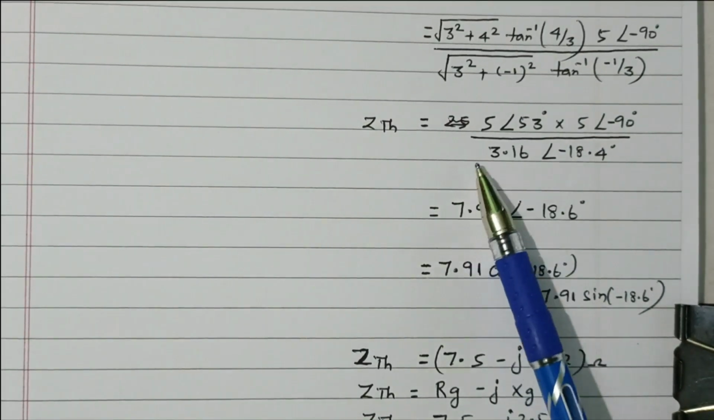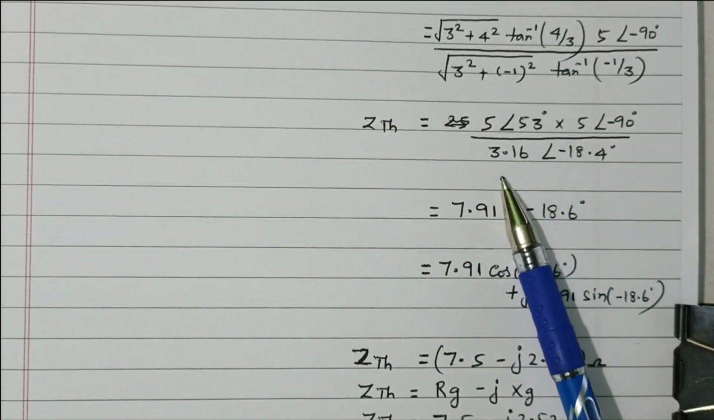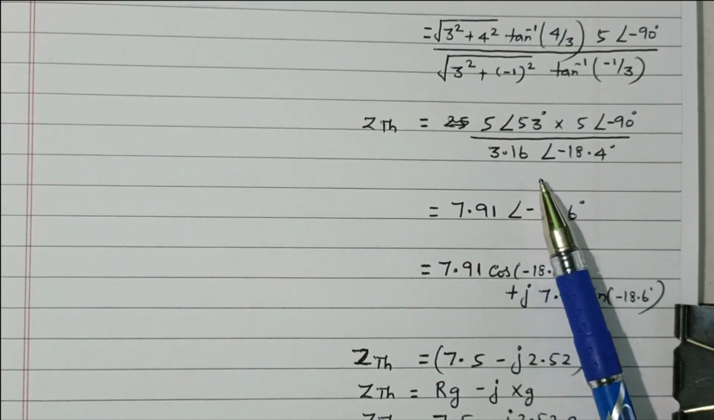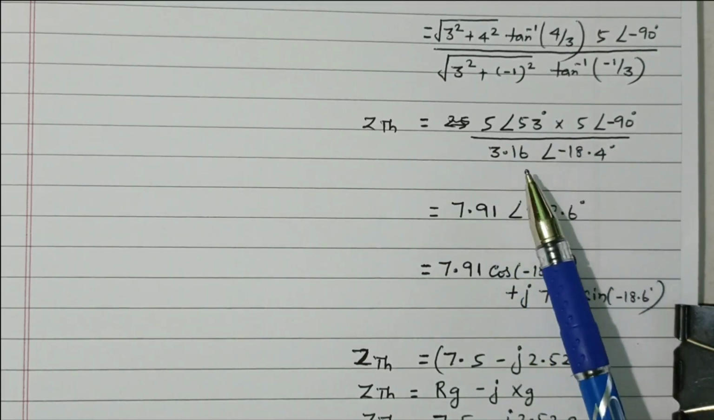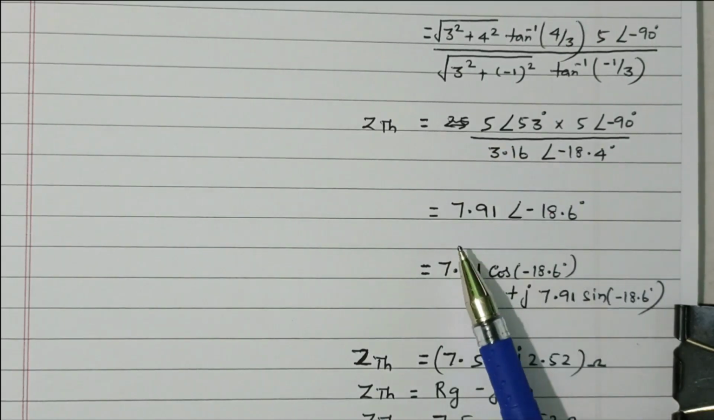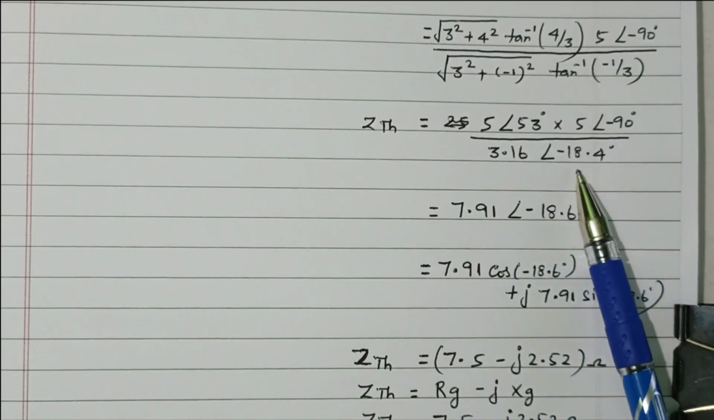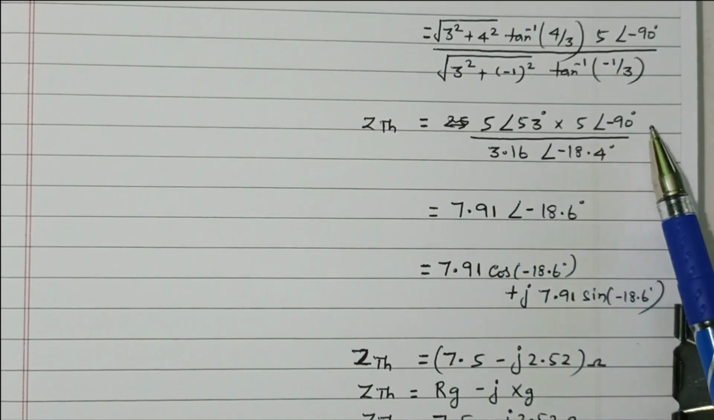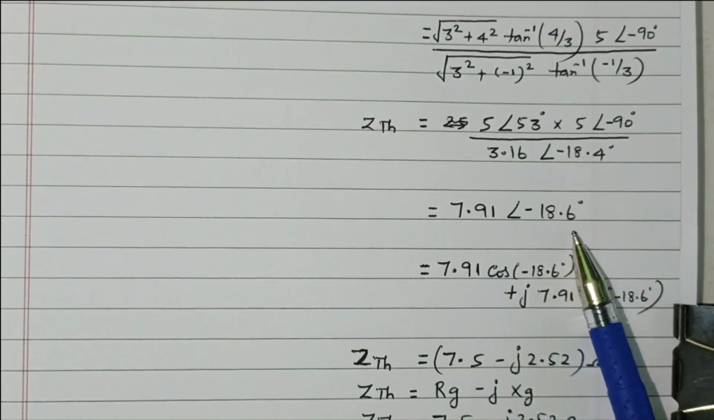So simplified, it is 5 angle 53, 5 angle minus 90, and 3.16 angle 18.4. This we already calculated in the previous case. So now these two should be multiplied and divided by 3.16. So 5 into 5, 25 divided by 3.16, 7.91. The angles are added and subtracted from this angle: 53 minus 90 minus 18.4, so we got minus 18.6 degree.